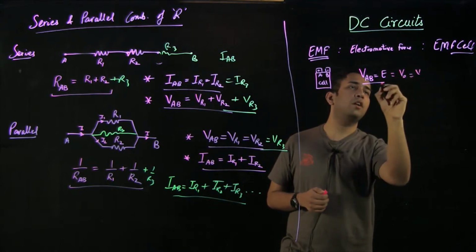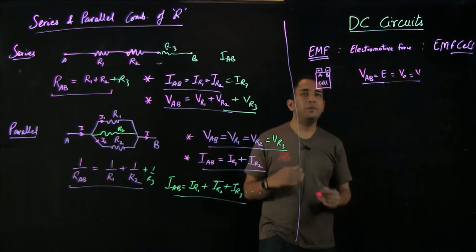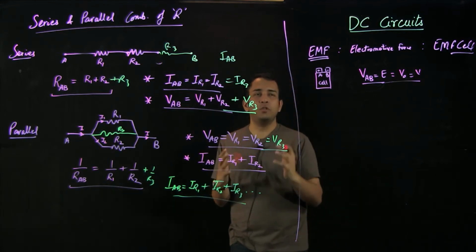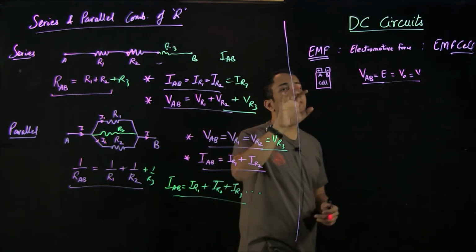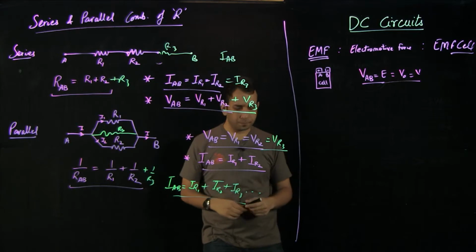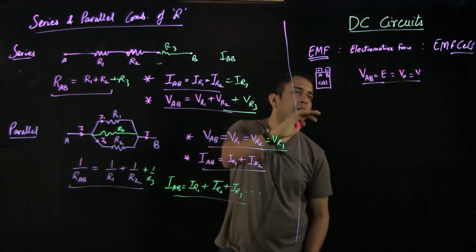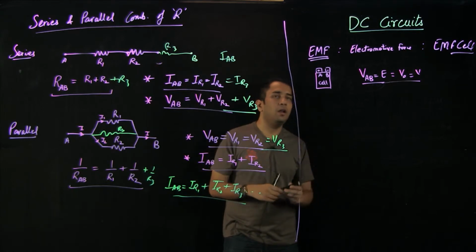The terminology can be different, but overall the main concept remains the same: the cell is composed of many chemical reactions which ensure that the two terminals of the cell maintain a constant potential difference between them. But this is a very ideal description of an EMF cell.